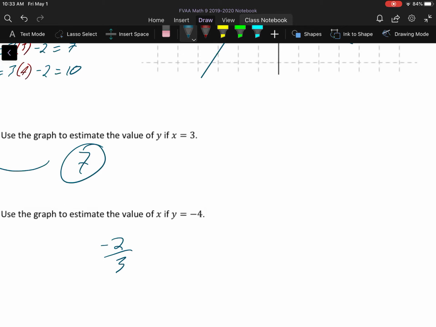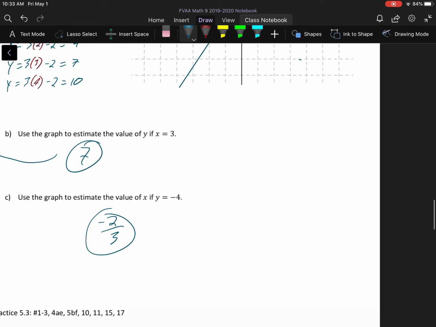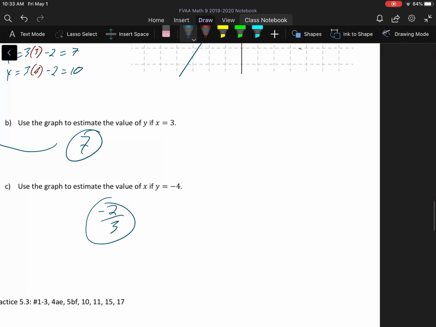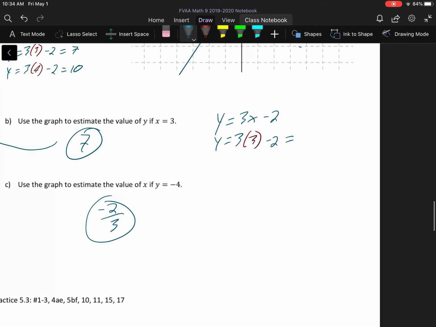Negative 2/3. Okay, that would be a good estimation there. And then you can check, obviously, both of these with the equation. Y is equal to 3x minus 2. Y is equal to 3 times 3 minus 2, which is equal to 7. So we're right on that.